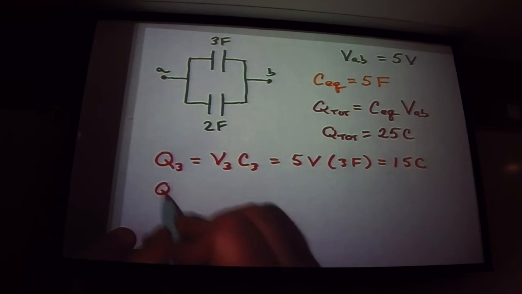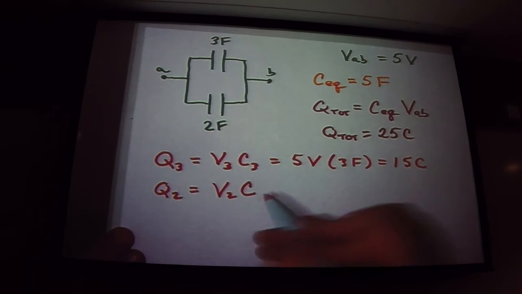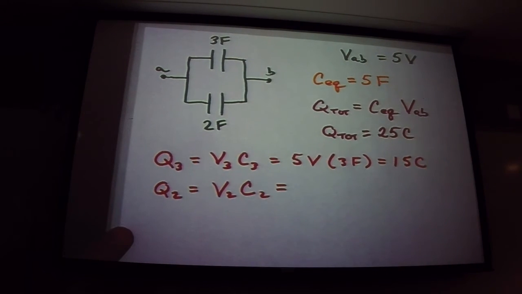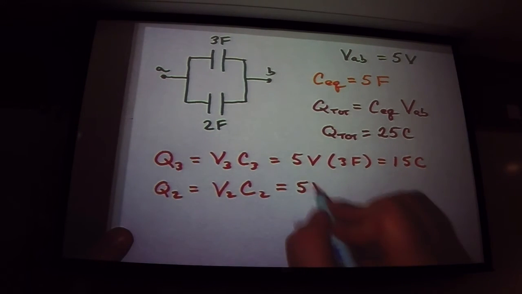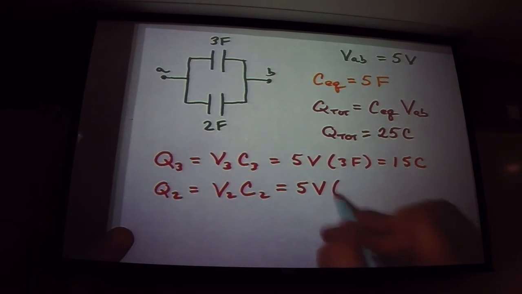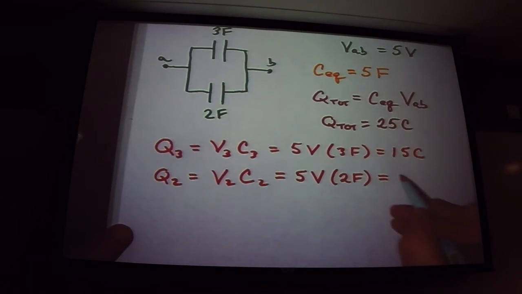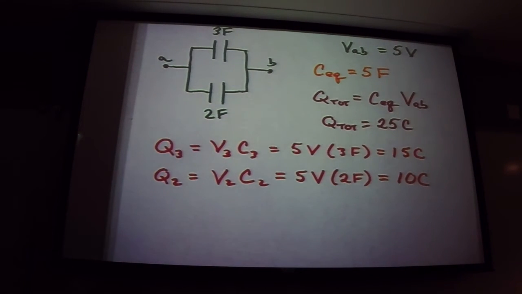How about the 2 farad capacitor? We can do the same thing. The voltage across the 2 farad capacitor is the same, since it's a parallel circuit, and its capacitance is 2 farads. So how much do we get? 10 coulombs. That's how the charge is distributed. It depends on what the capacitances are. Notice the one with the large capacitance in this case takes the larger amount of charge.